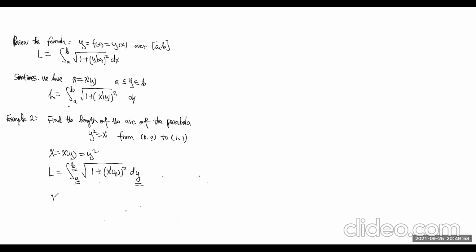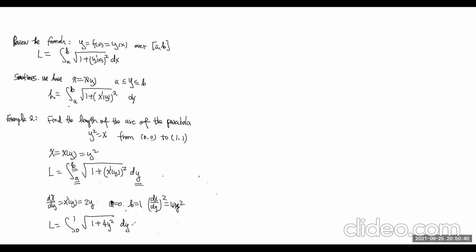So let me compute this, right? dx/dy, with x as y squared, is 2y, right? a is 0, b is 1. So let's plug in: the arc length is the integral from 0 to 1 of the square root of 1 plus, dx/dy squared is 4y squared. So this is 4y squared dy, right? So now let's continue to compute this.